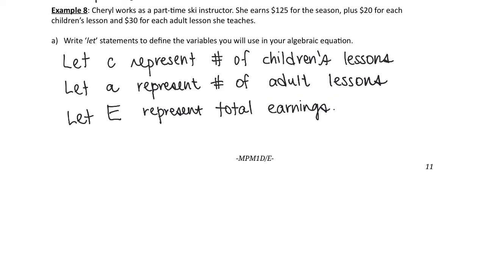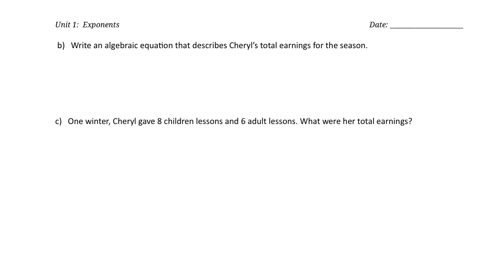And what I also don't know is her total earnings for the ski season. So I picked a capital E to represent her total earnings, so how much money she's going to make at the end of the season. So now that we've defined or picked our variables, we can put them together with the information that was given to us in the question, and we are going to write an algebraic equation that describes Cheryl's total earnings for the season. So I know that I picked a capital E to represent her total earnings.